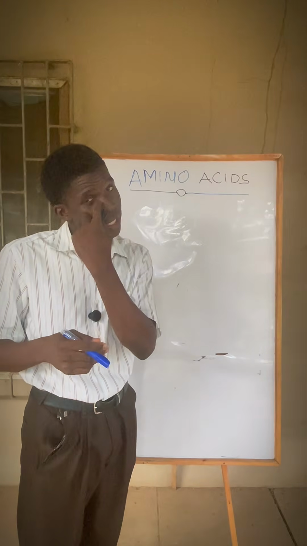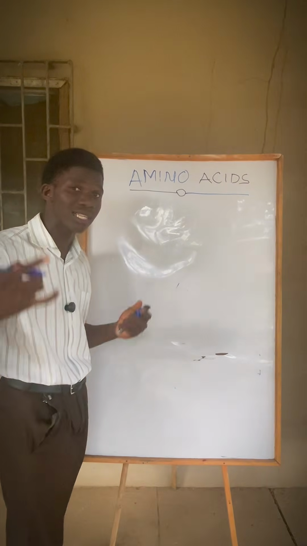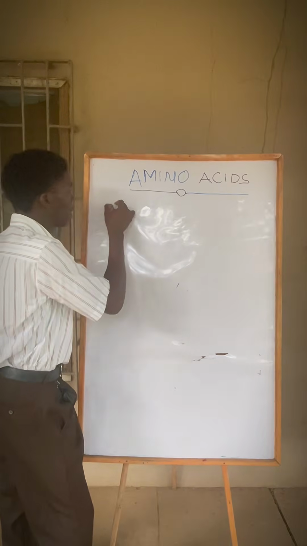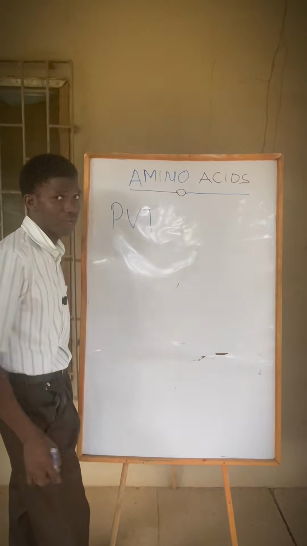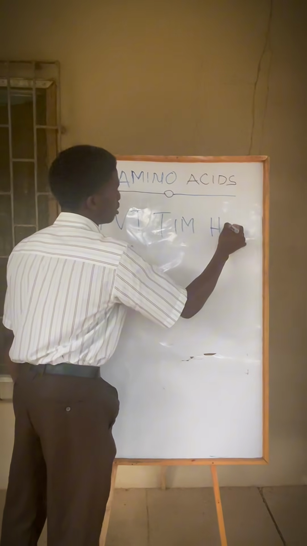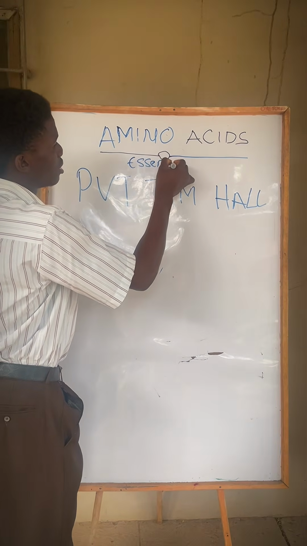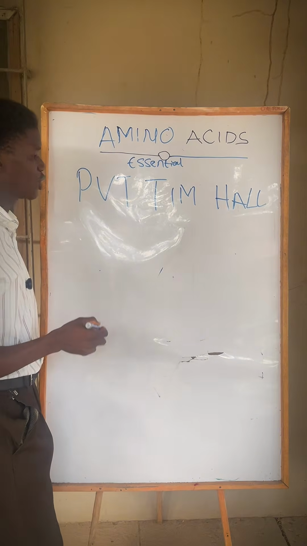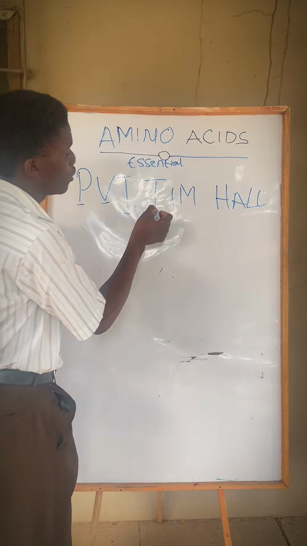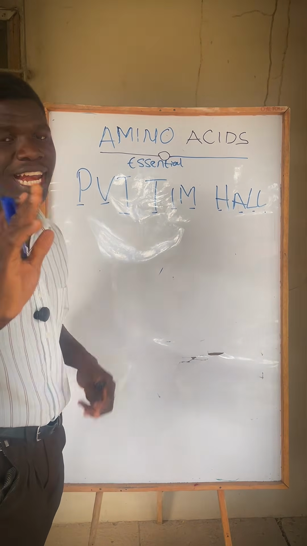How do you remember all your essential amino acids? You remember them with this keyword: Private, Team, All. Are you with me? Private, Team, All. So you shorten Private to PVT, as in private, team, all. Now these are the essential amino acids. So PVT Team All. Now let's count: 1, 2, 3, 4, 5, 6, 7, 8, 9, 10. That tells you that we have 10 essential amino acids.